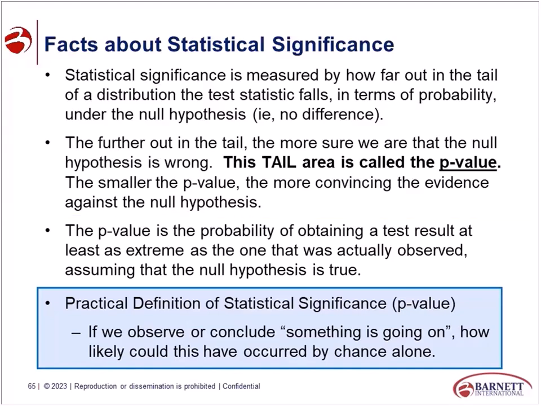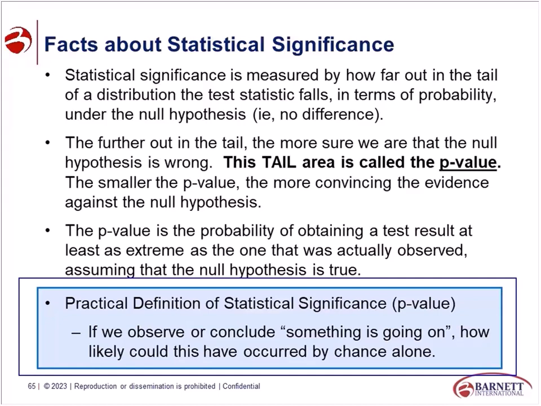Now, the practical definition that I want to leave you with. There's a lot of theoretical stuff, but the practical definition of a p-value is this: if we observe or conclude something's going on, how likely could this have occurred by chance alone? That's a slightly different understanding of a p-value from what is commonly done: p less than 0.05, significant; p greater than 0.05, non-significant. If you start thinking about p-values as a chance occurrence, you're going to be much further ahead.